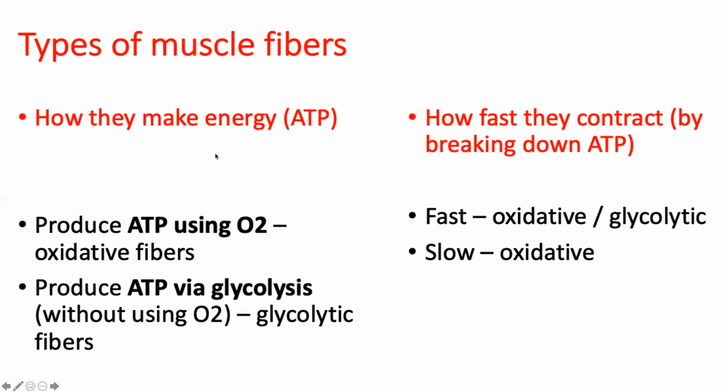Depending on how they make energy, which is ATP, adenosine triphosphate, and how fast they break down the ATP, how quickly they contract, because mast cell contraction needs energy, and this energy comes from adenosine triphosphate, ATP. So the way they make energy, if they use oxygen, these fibers will be called oxidative fibers. And if they use glycolysis and they do not use oxygen, these mast cell fibers will be called glycolytic fibers.